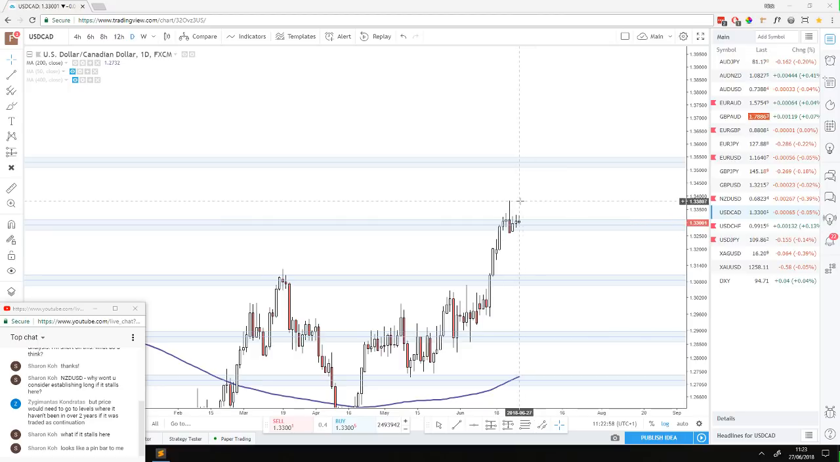Neither is strong enough to turn price around, or neither is strong enough to take control of price. The bears can't take control. The bulls can't take control. So it's moving sideways on this area of support resistance.